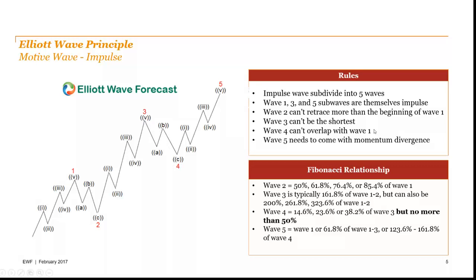Sometimes it does not overlap with the wave 1, but if it goes so deep that it retraces more than 50% of the wave 3, you start thinking that's not 5 waves. Maybe it's only 3 waves, because then the pullback is too deep. If you really want an impulse, that wave 4 pullback should not be too deep. Okay, this is the classical rule: it cannot overlap with the wave 1.